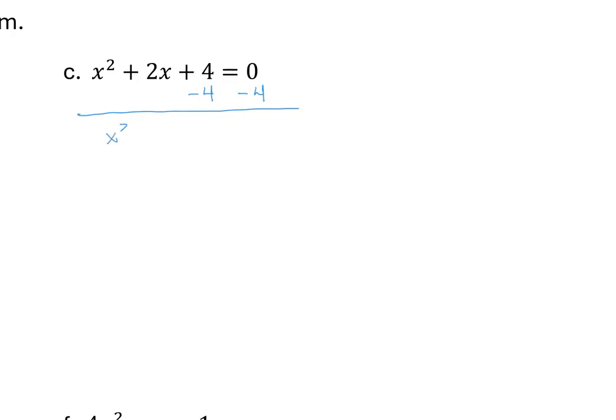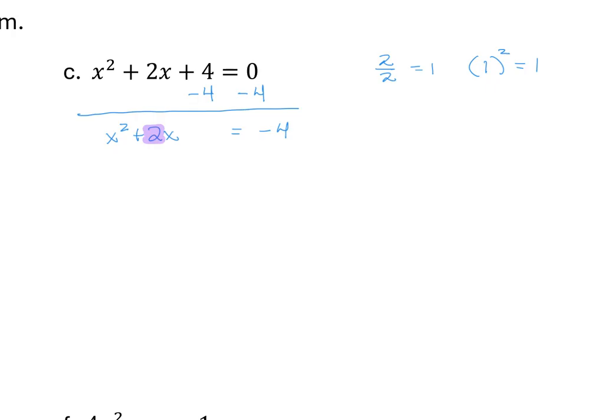We get x squared plus 2x. I'm going to leave a space, and then I'm going to have my -4. All right, so when we do this, we're going to look at this middle number. I want to divide by 2. We get 1. And then I want to square the 1, and, well, we also get 1.